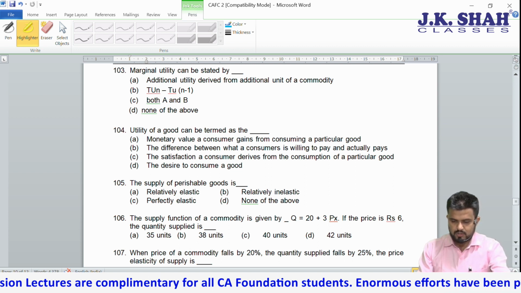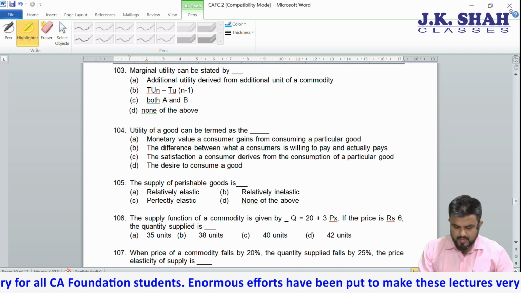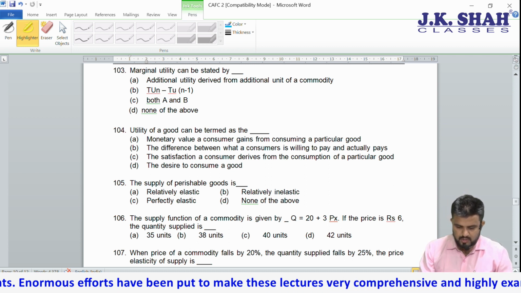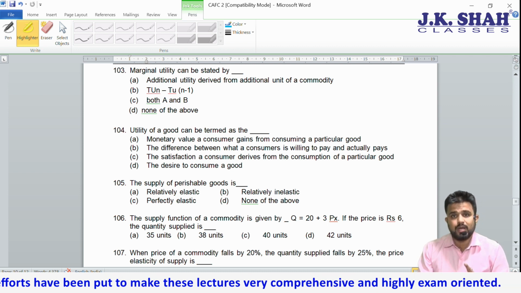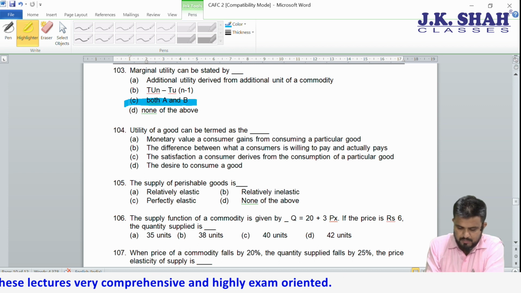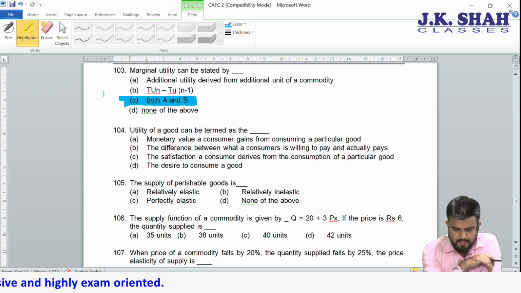What is 103? Marginal utility can be stated as additional utility derived from an additional unit of a commodity. Very true. TU(n) minus TU(n minus 1). That is correct. So the answer is both A and B. For 103, C is the answer.